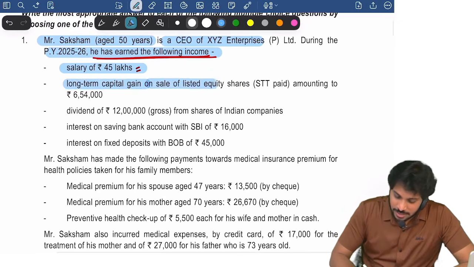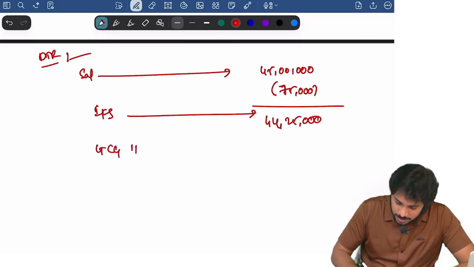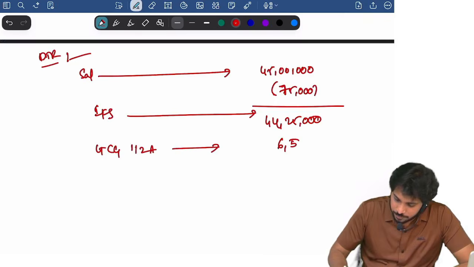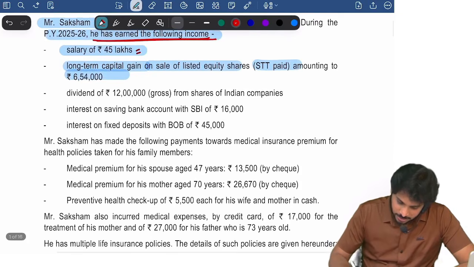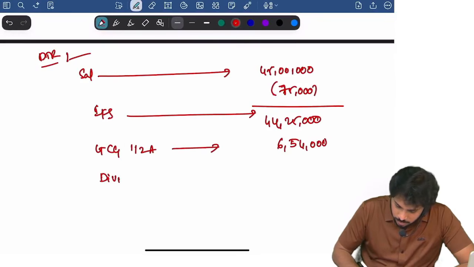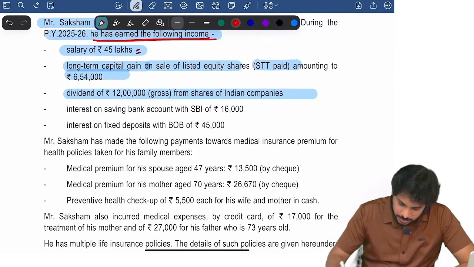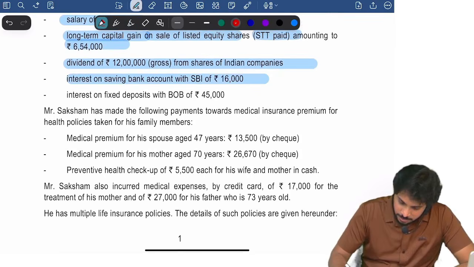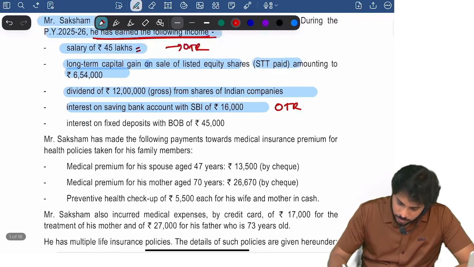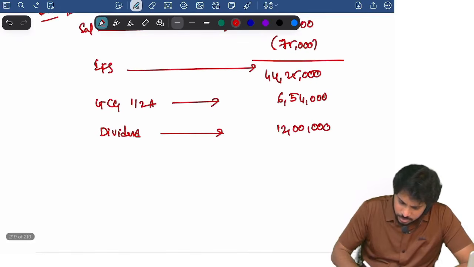Fine. Long-term capital gain on sale of listed shares amounting to 6 lakh 54. Long-term capital gain under 112A, how much is it? 6 lakh 54. Next, dividend income gross. What is the dividend income? 12 lakhs. Okay. Next one, interest on savings account. Remember, this is the optional tax regime, and here also the optional tax regime adjustment is there. So what is the age? 50 only. So 80TTA under OTR will be there, but right now it is income from other sources. Correct?